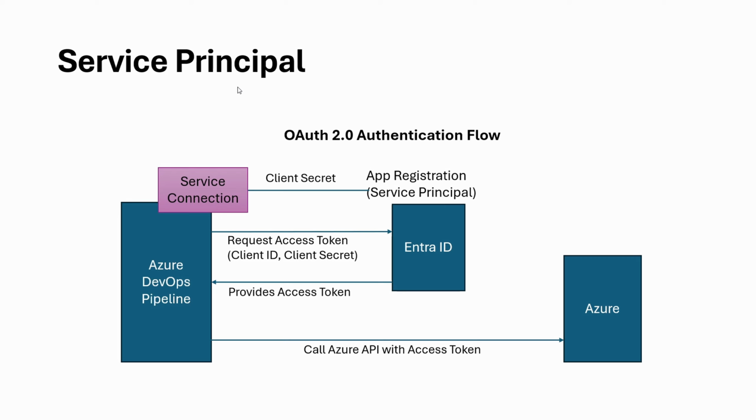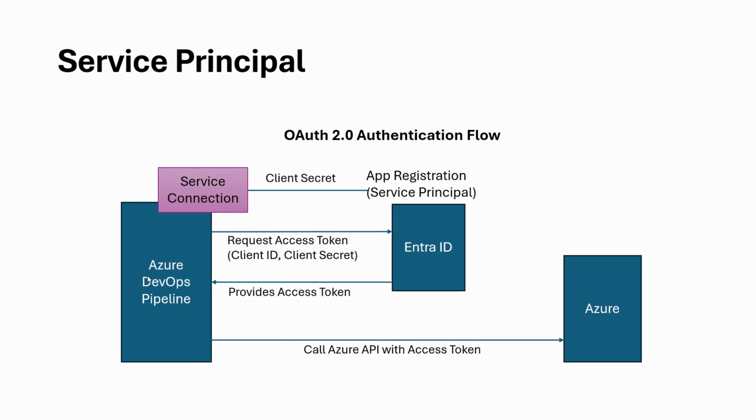It's an older authentication method which uses OAuth 2.0 authentication, where you create an app registration, which is also called a service principal, and the client secret of that service principal is shared with the Azure DevOps service connection. So that means the Azure DevOps service connection has the credentials of the service principal saved in it. And that service principal is provided role-based access control over Azure infrastructure.